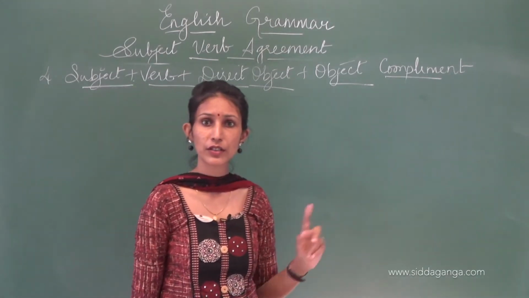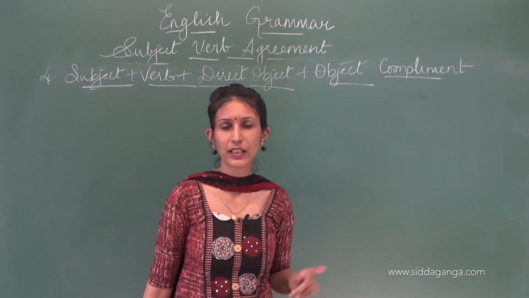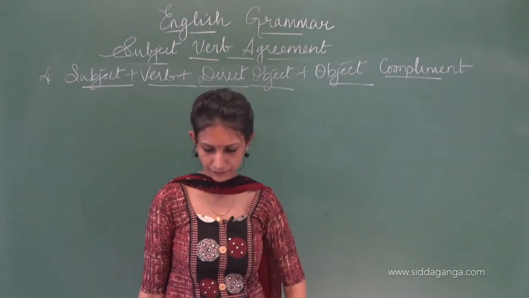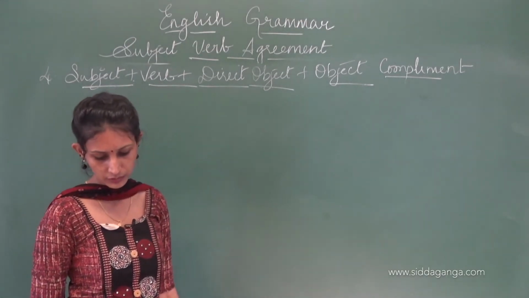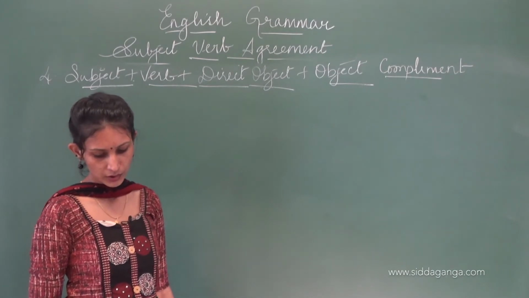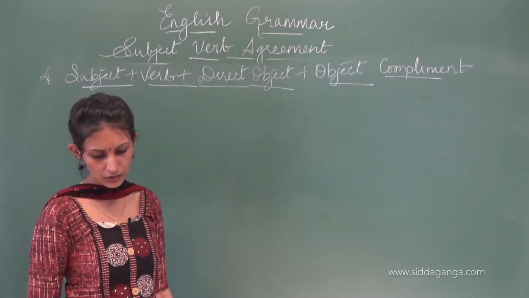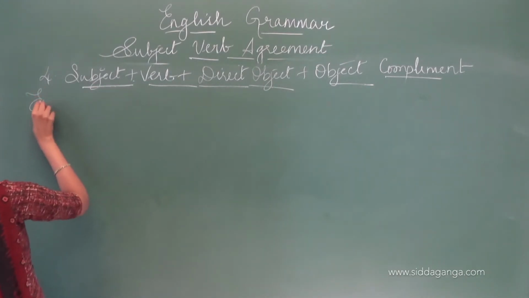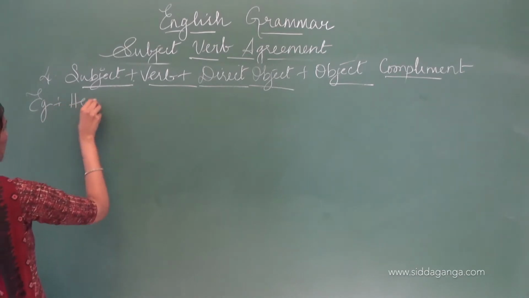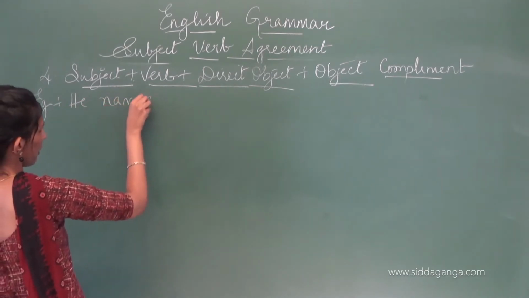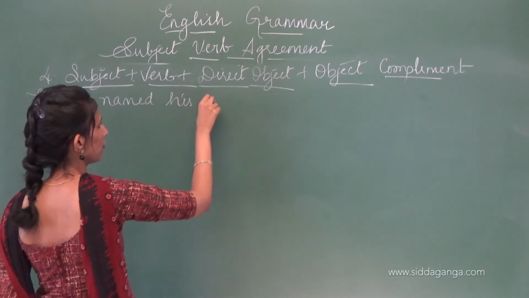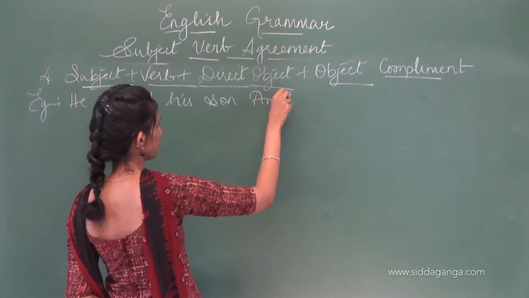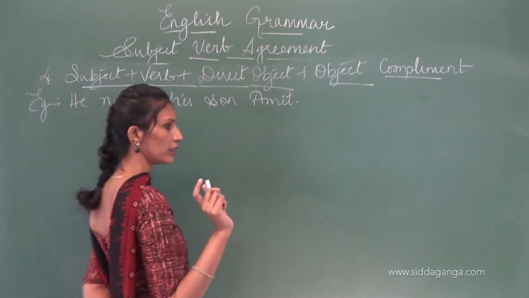There what did you do? You complemented the subject. Here what are you doing? Here you are complementing the object. That's it. Now, he named, okay, example. He named his son Amit. He named his son Amit.